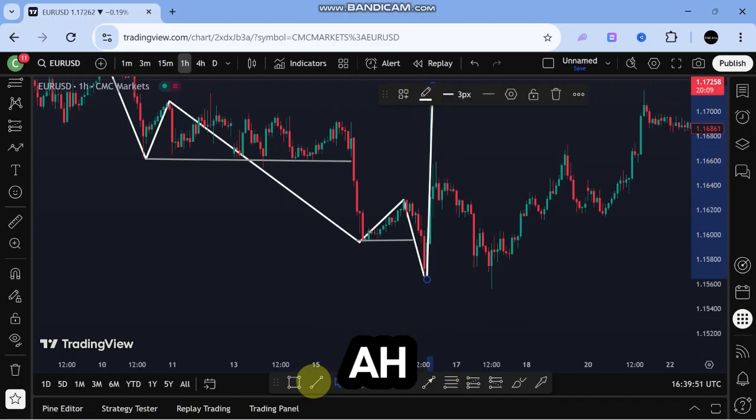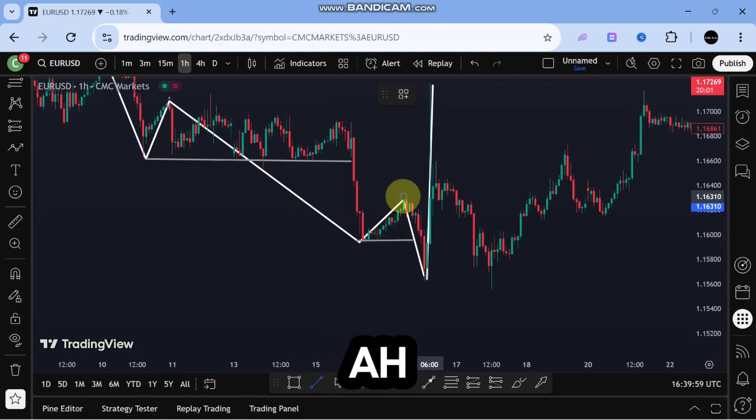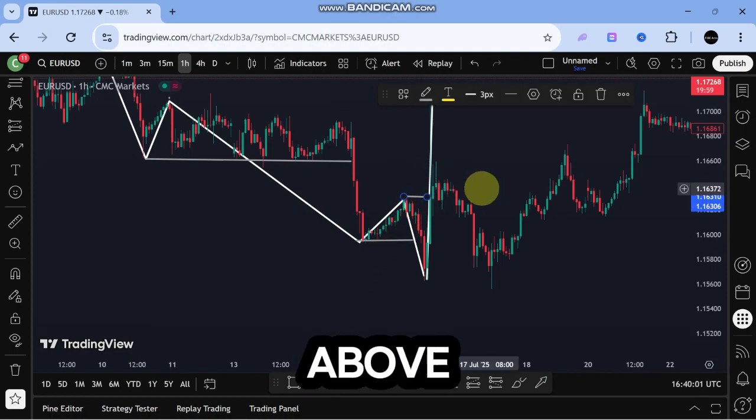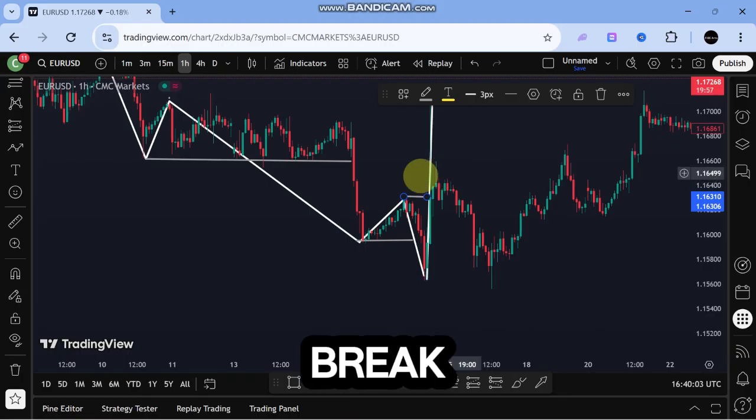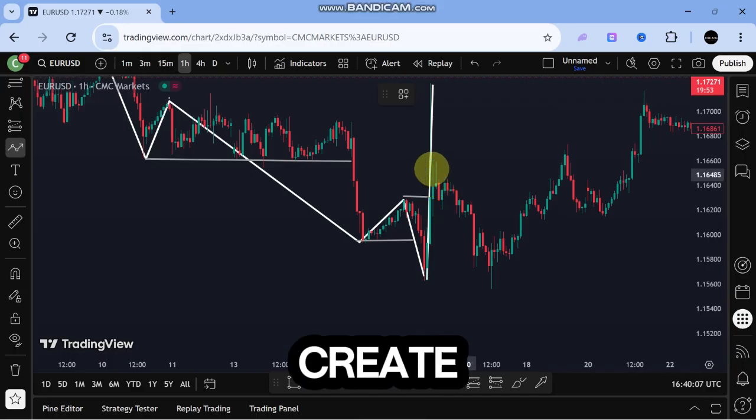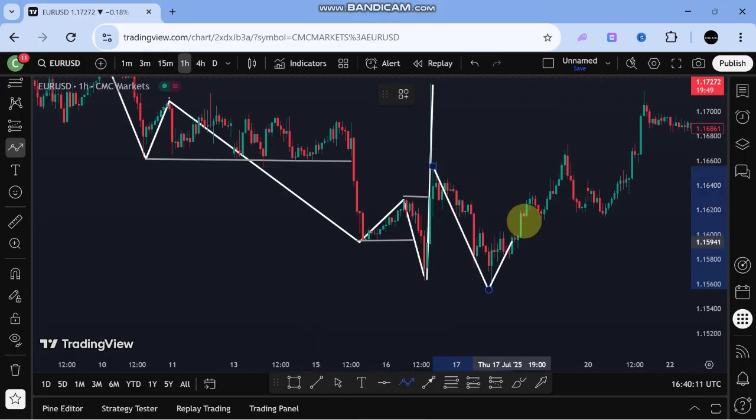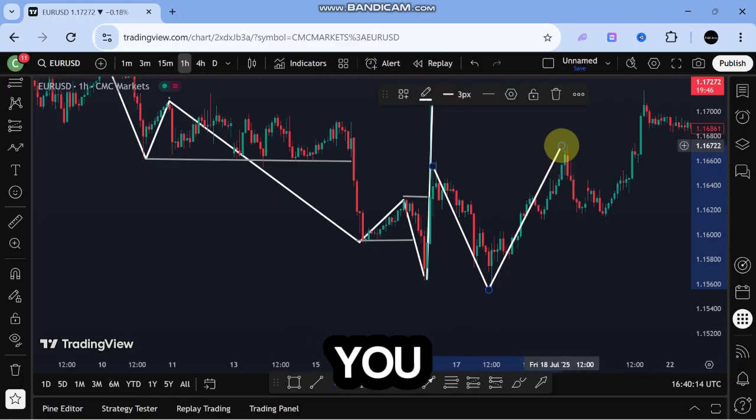Let me show you. You can see this was a previous lower high. No, sorry, this was the previous lower high. I forgot that. And as you can see, we broke above it. What now happens? Price came down and created another lower low at this place, and then started trending upward.